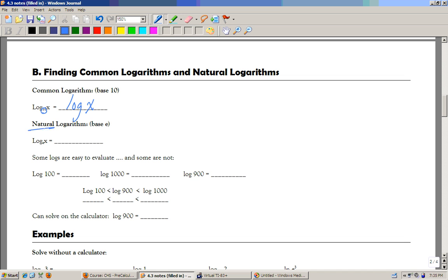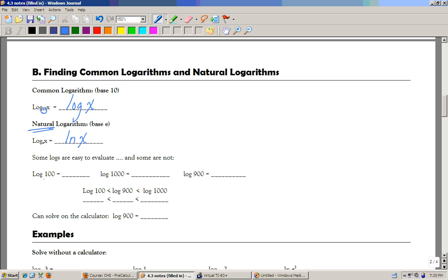In a natural logarithm, the base is e. So when you see a little base e, an abbreviation for that is ln of x, and that is log base e of x. Sometimes it's easy to evaluate a log without a calculator, and sometimes it's not.